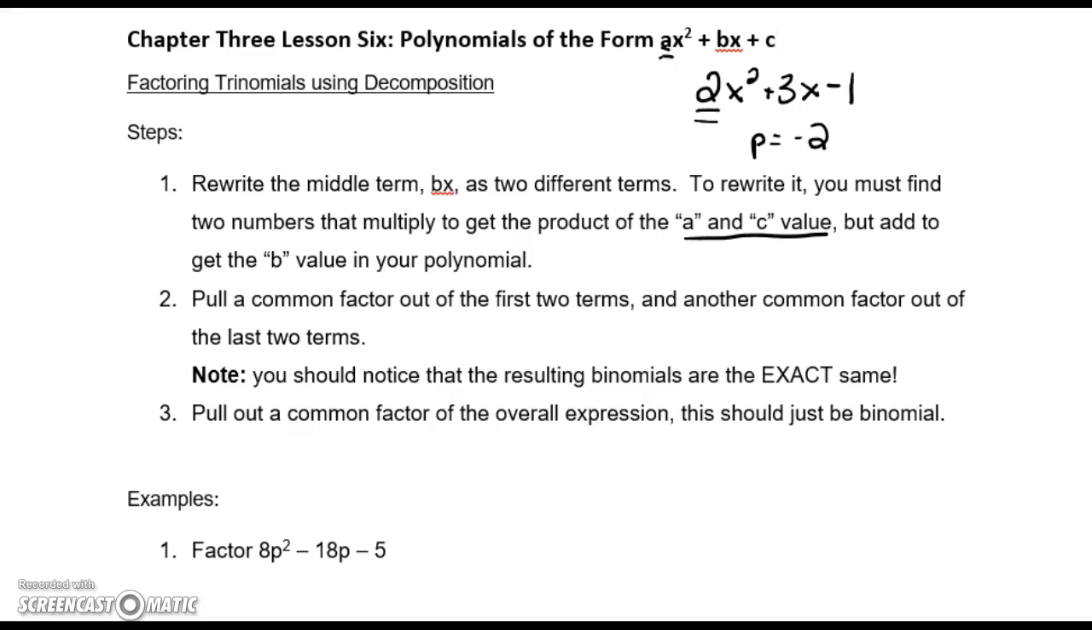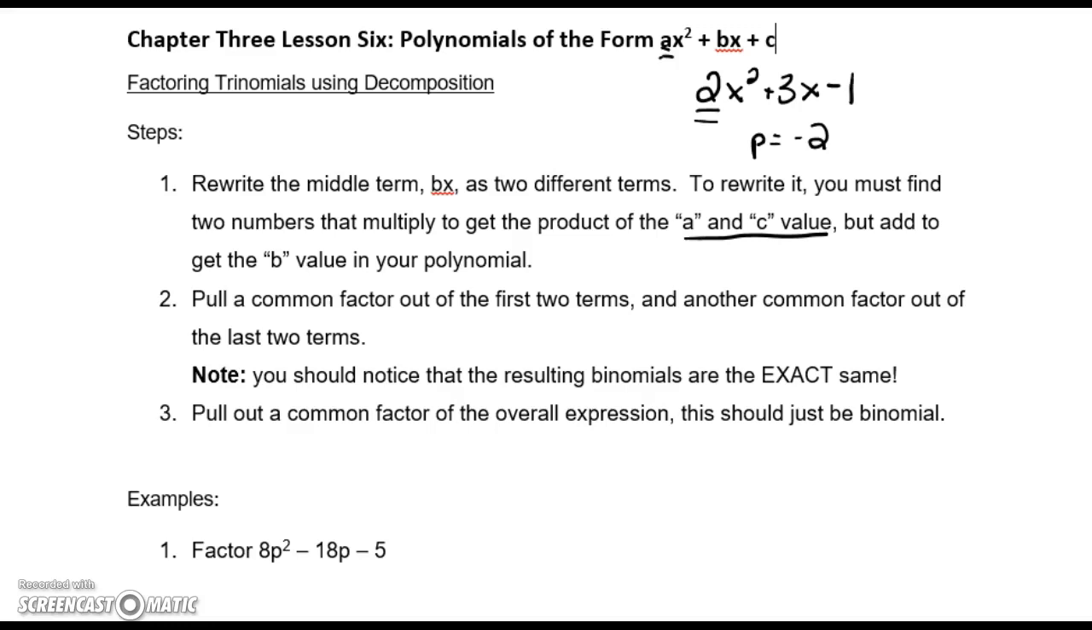Moving on, from here on out, it is exactly the same steps. Once we've rewritten that middle term, we're going to separate our first 2 terms and the last 2 terms, and then we're going to pull out common factors from each. Once again, we should have the exact same binomial left over inside those brackets, and then we're going to pull out that common factor of that binomial, and essentially we're left with 2 binomials that are multiplying each other.